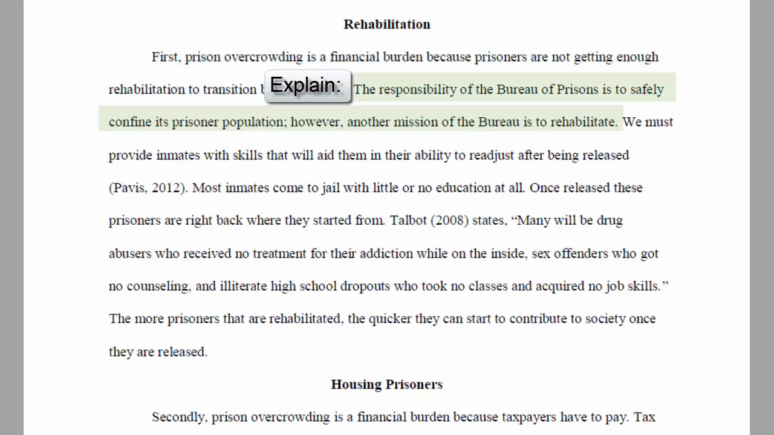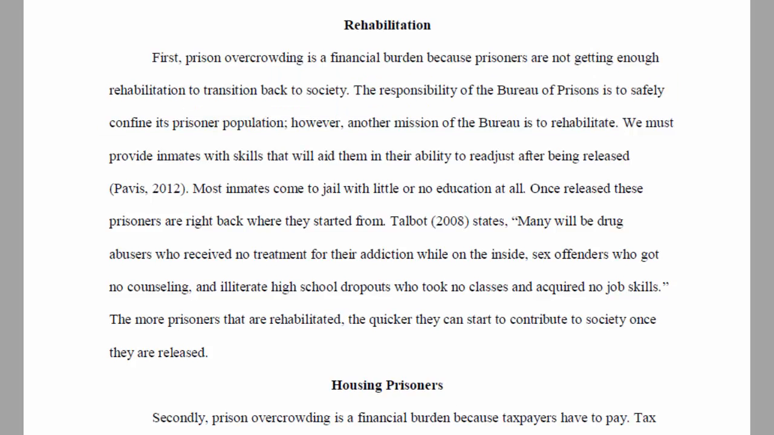In the explain and elaborate sentence, Jane writes, "The responsibility of the Bureau of Prisons is to safely confine its prisoner population; however, another mission of the Bureau is to rehabilitate." But then Jane does something smart. She chooses one of the experts who know about the dual role of the Bureau of Prisons to add the voice of authority to her paragraph.